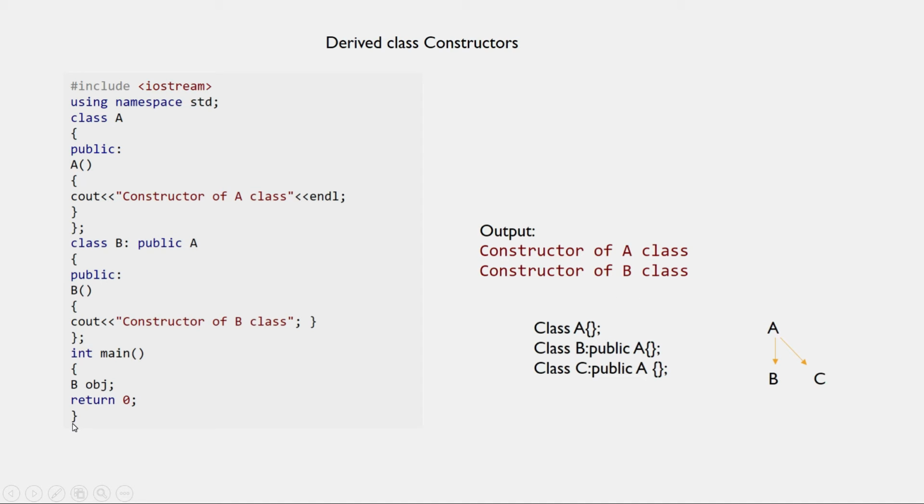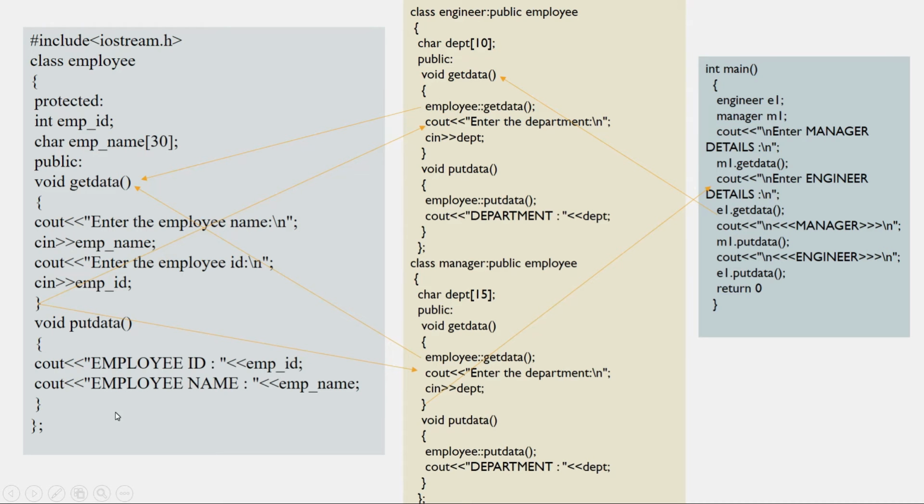Hope you would have understood the derived class constructors. Okay, we'll see another example. This is a very simple program. The program looks difficult, but it is so simple. So now, always the compiler comes to the main program. Before that, can you guess what sort of inheritance is this?